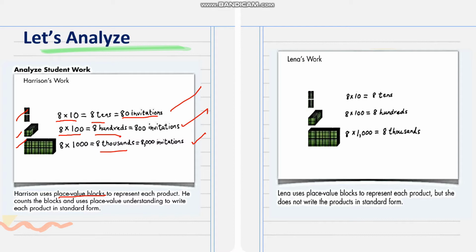For Lena's work, as you can see, Lena used the place value blocks to represent each product, but she does not write the product in standard form. So 8 multiplied by 10 is equivalent to 8 tens, but there is no answer, which is 80. The same thing with 8 multiplied by 100 equals 800. So you must write 800 here as the standard form. And 8 multiplied by 1000, that is 8000. So the answer must be 8000.